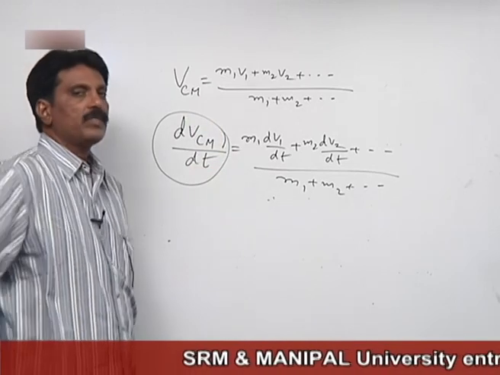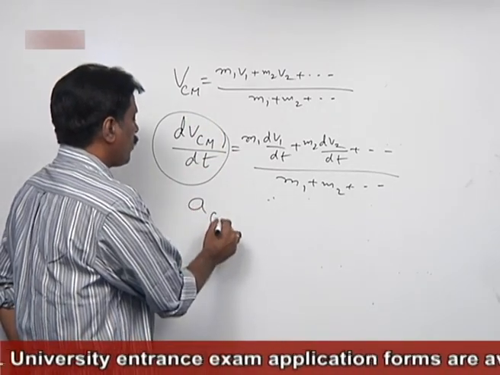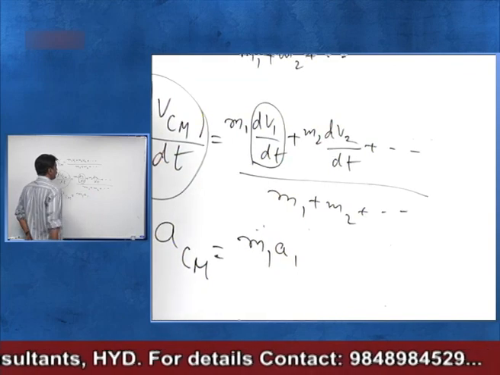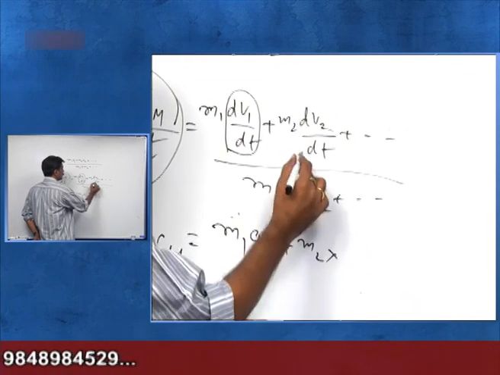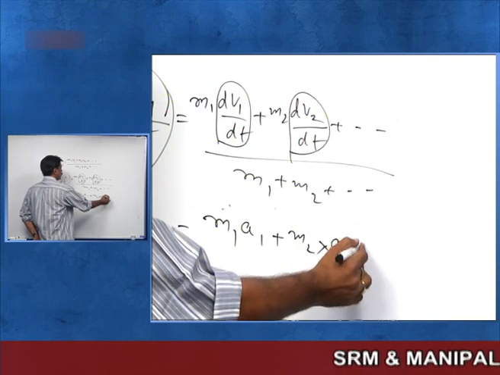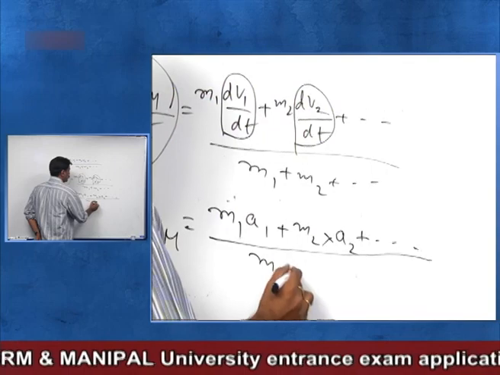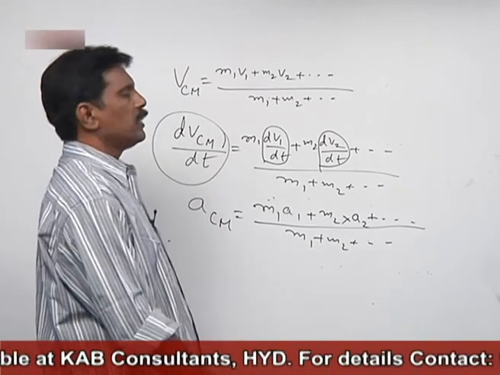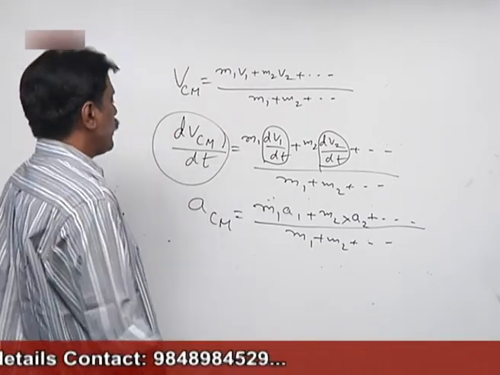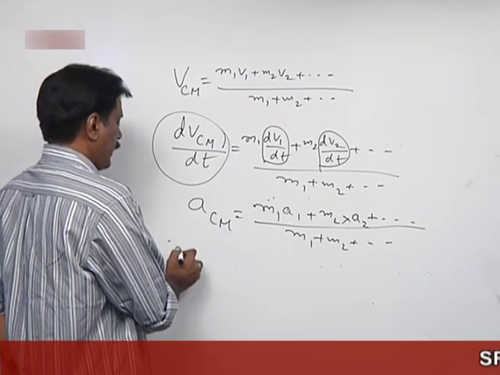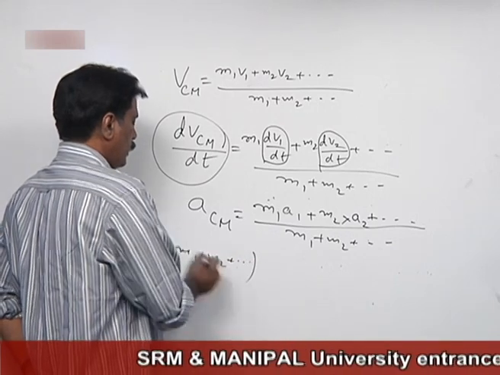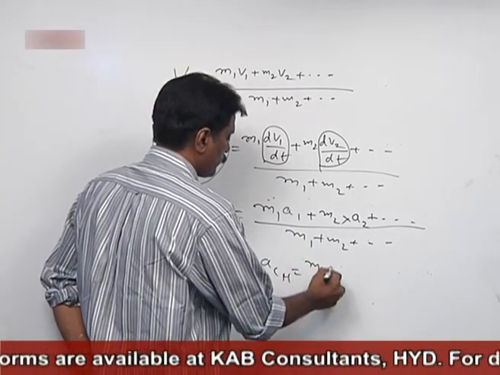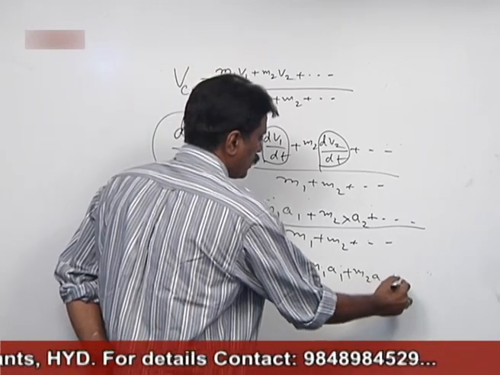Now this is effectively the acceleration of the center of mass. So acceleration of center of mass is equal to m1 into, this is the acceleration of the first particle a1, plus m2 into, this is the acceleration of the second particle a2, and so on, by m1 plus m2 plus and so on. So this equation will tell us the acceleration of the center of mass. Now if you cross multiply this equation again, you will get (m1 plus m2 and so on) into acceleration of center of mass is equal to m1 a1 plus m2 a2 plus and so on.